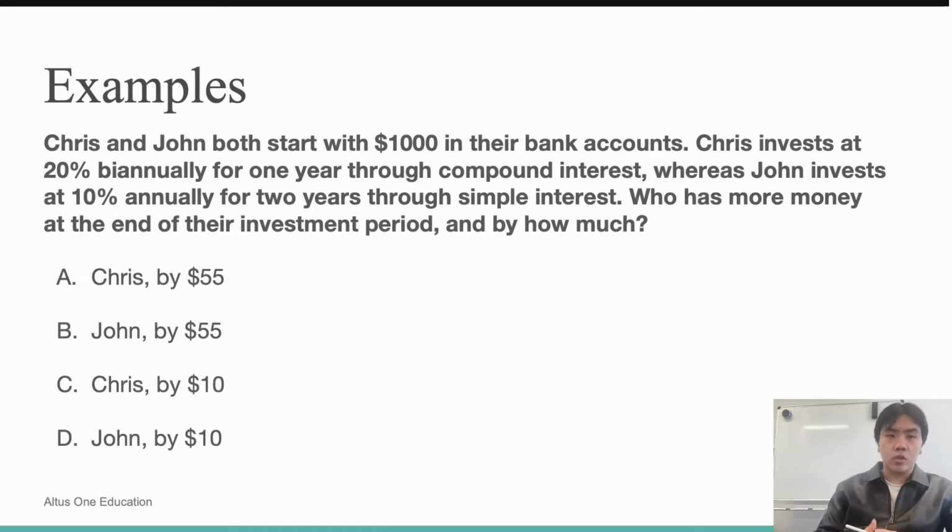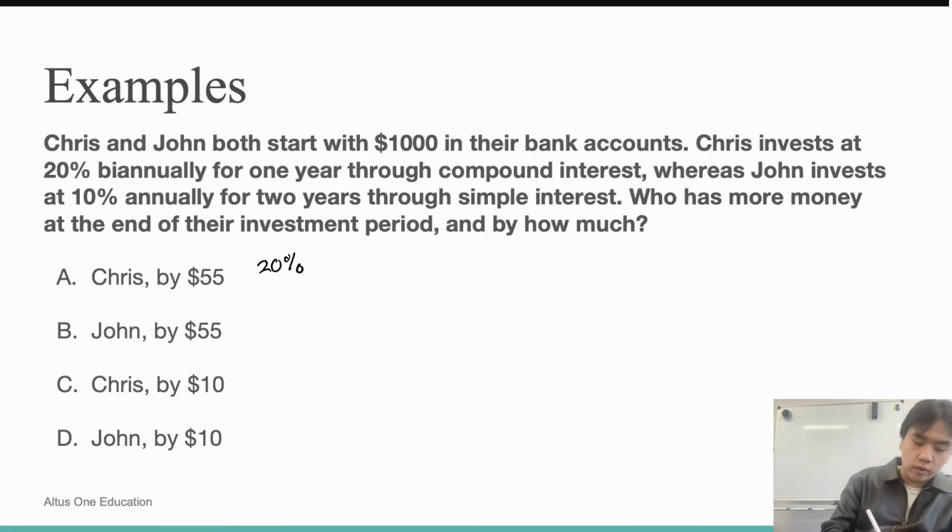Let's have a look at this interest question. Chris and John both start with $1,000 in their bank accounts. Chris invests at 20% biannually for 1 year through compound interest, whereas John invests at 10% annually for 2 years through simple interest. Who has more money at the end of their investment period and by how much? Let's start off with Chris. So Chris earns 20% biannually for 1 year through compound interest.